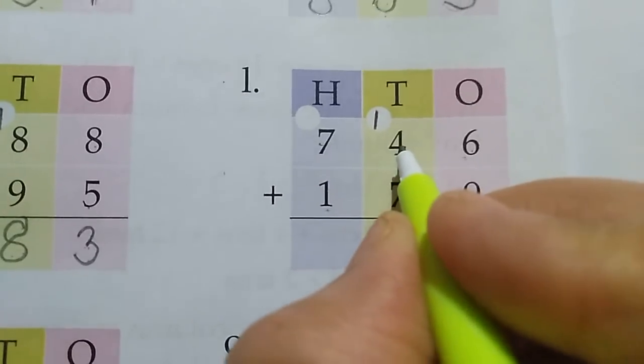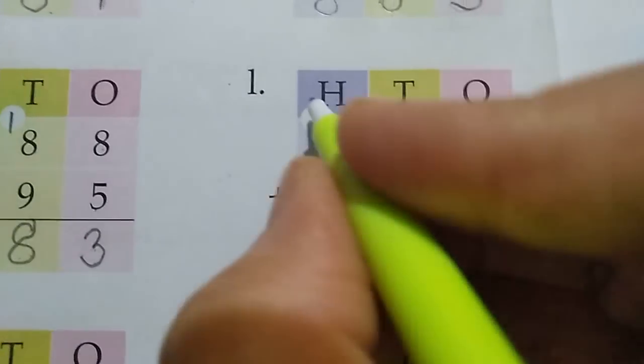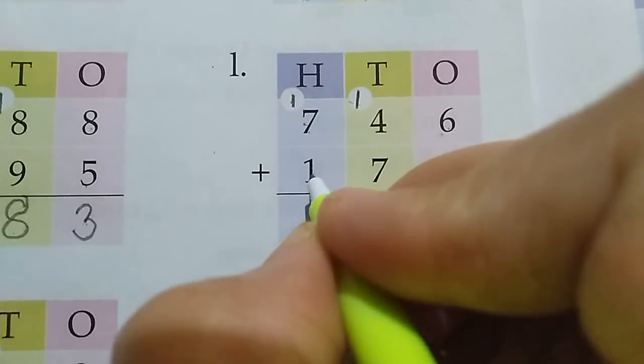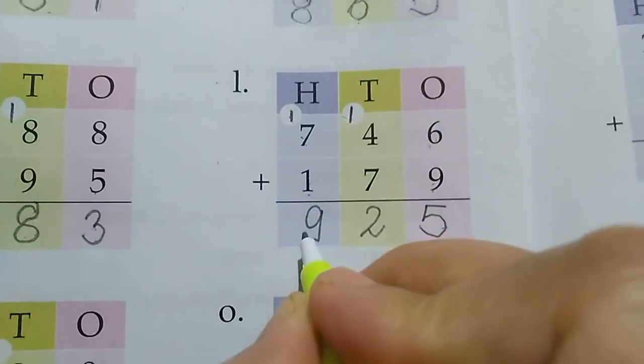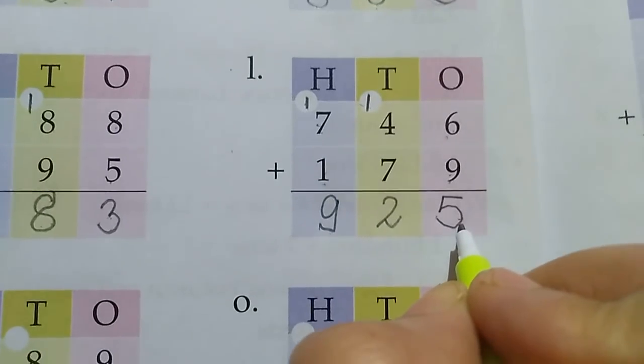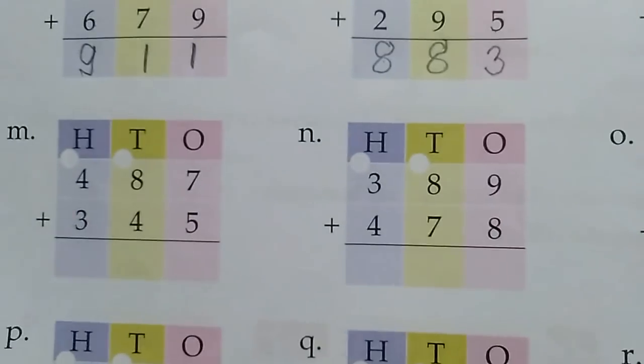7 plus 4, 11, plus 1 carry 12. We will write here 2 and 1 will be carry forwarded. 7 plus 1, 8, plus 1 carry 9. So our answer is 925. Okay, now we come to next one, that is M.